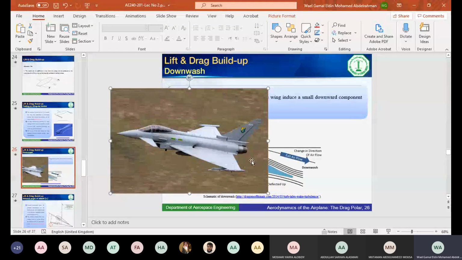If you have a tail in the back, the main reason why we have a tail in the back is that it will generate lift force that will have a moment about the CG of the aircraft. So it will balance the moment about the CG.